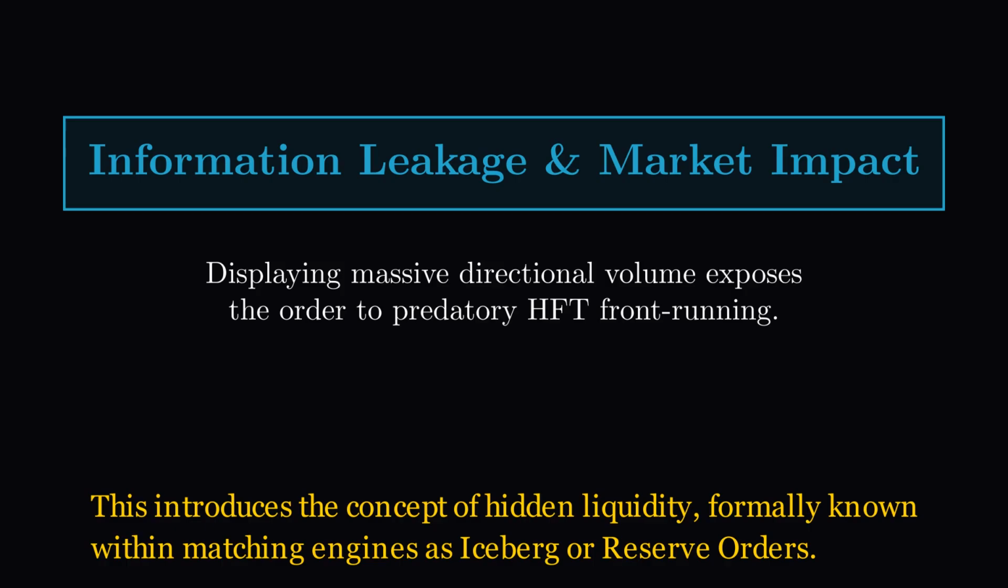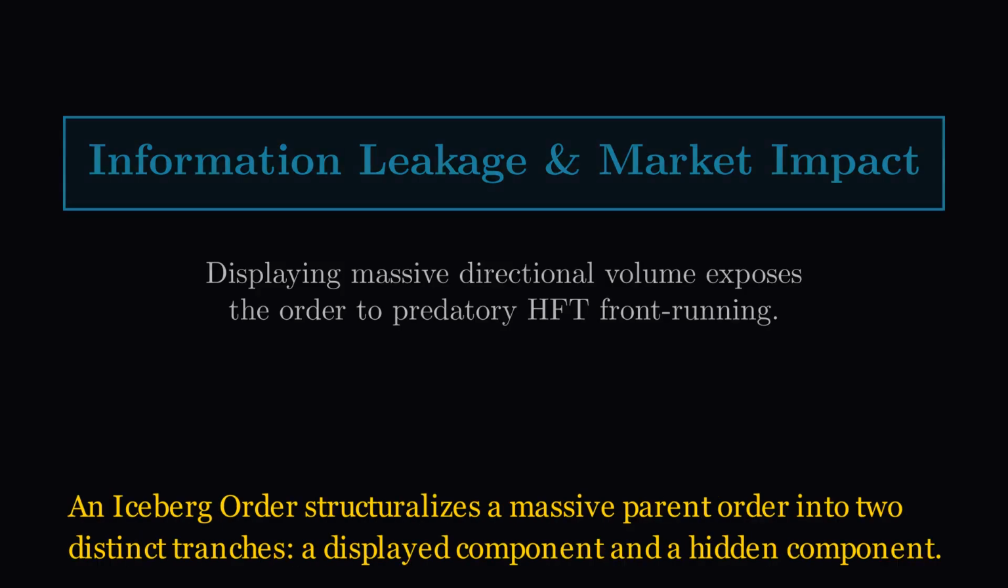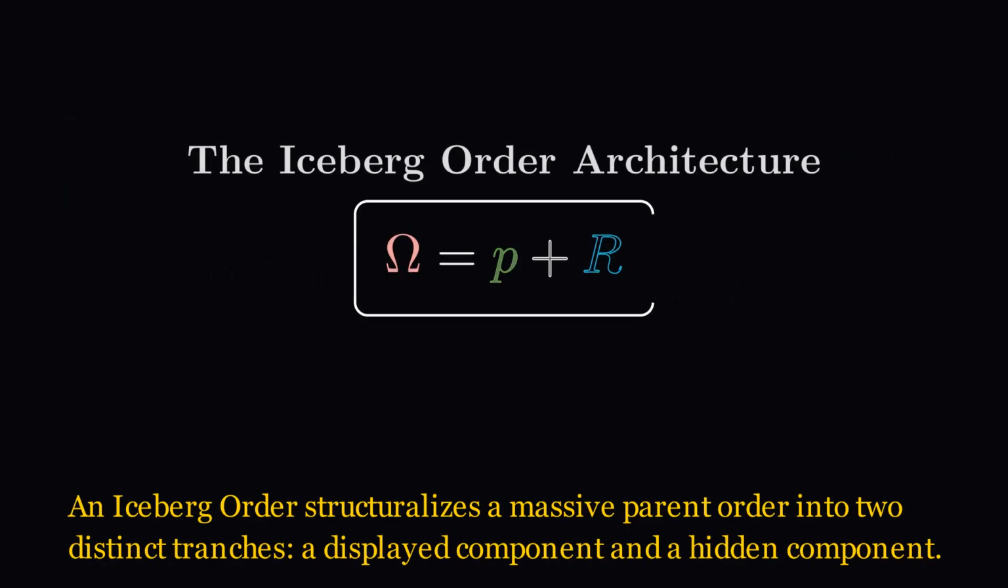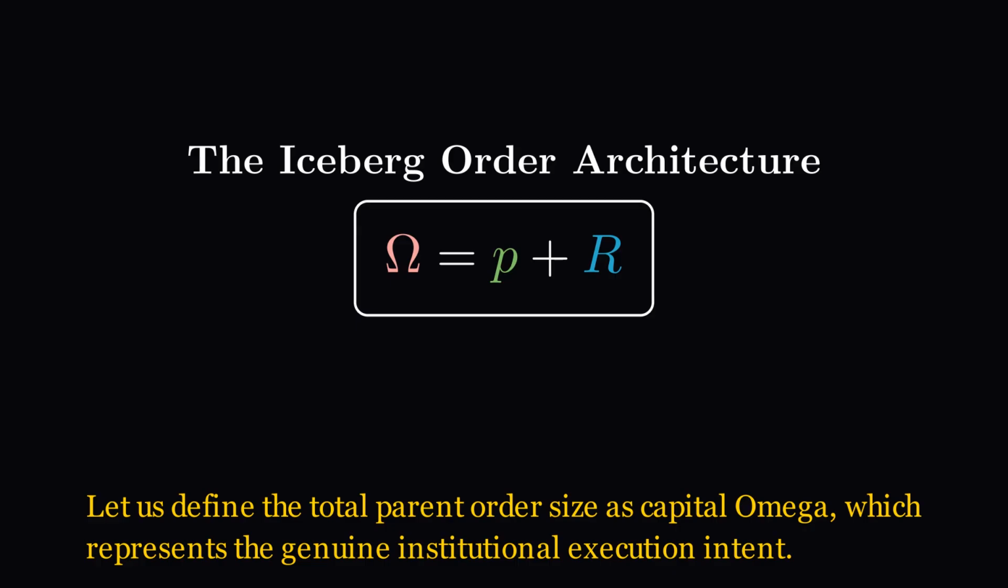This introduces the concept of hidden liquidity, formerly known within matching engines as iceberg or reserve orders. An iceberg order structuralizes a massive parent order into two distinct tranches, a displayed component and a hidden component. Let us define the total parent order size as capital Omega, which represents the genuine institutional execution intent.